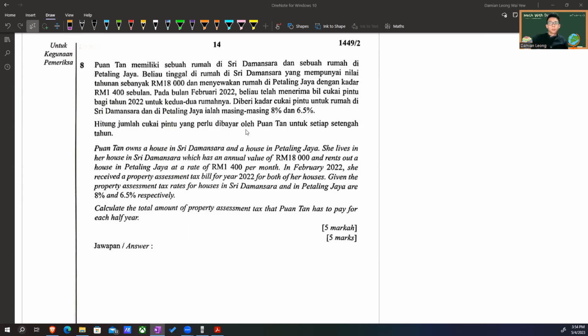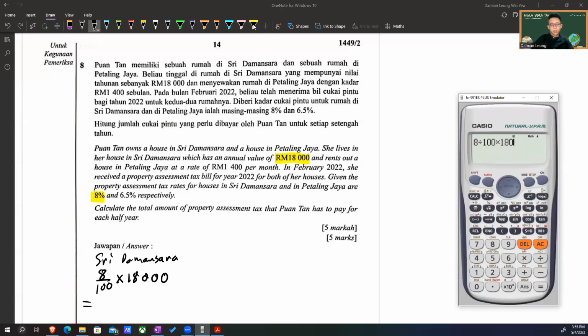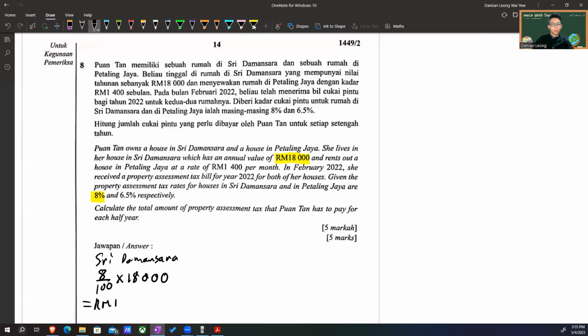Okay. Now, we count annual value. Property assessment tax, we take it based on annual value. So let's look at it separately for the Sri Damansara one and the Petaling Jaya one. Sri Damansara one is 18,000. The property assessment tax rate for that is 8%. So 8% of 18,000 is 1,440 ringgit.